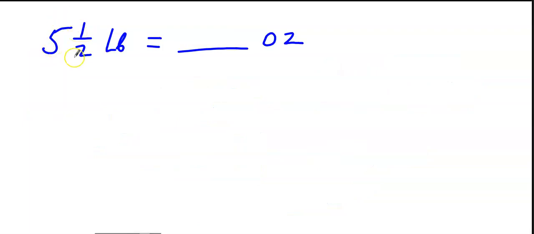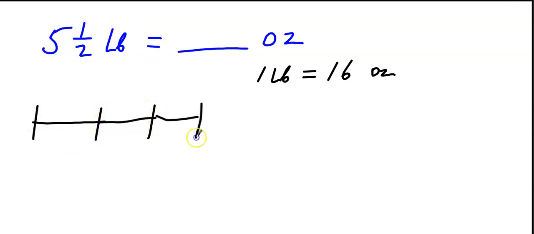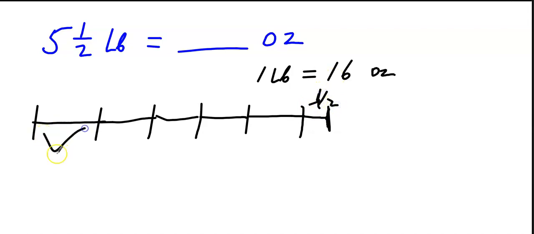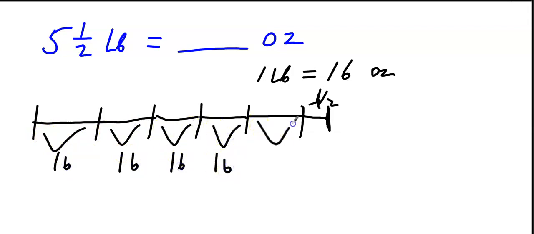What if you see a question like this where there's a mixed number and they want you to change it to ounces? We know that 1 pound is 16 ounces. So if you have 5 and 1/2 pounds, that's 1, 2, 3, 4, 5, and a tiny chunk which is only 1/2 pound. So this is 16 ounces, this is 16 ounces, this is 16 ounces, 16 ounces, 16 ounces, and then what's half of a pound? What's half of 16 ounces?